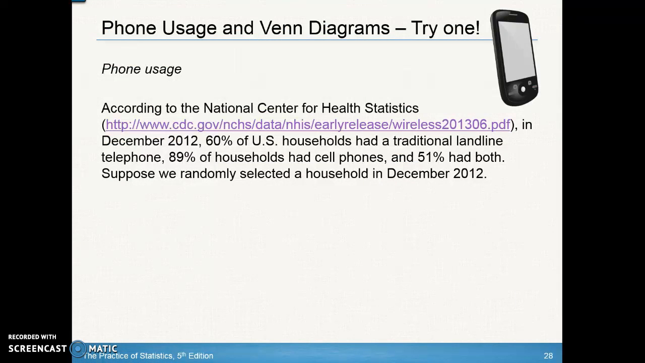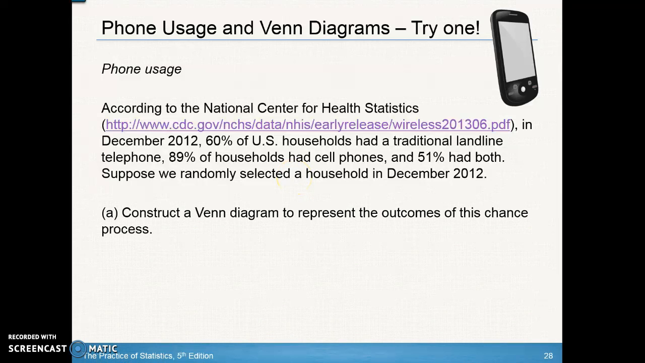All right, so just to go ahead and take a look at this is sort of an interesting question. We're going to see how Venn diagrams are actually the most useful whenever we're discussing percentages. So according to the National Center for Health Services, in December 2012, 60% of U.S. households had a traditional landline, 89% had cell phones, and 51% had both. Suppose we randomly select a household in December 2012. We want to construct a Venn diagram to represent the outcomes of this chance process.